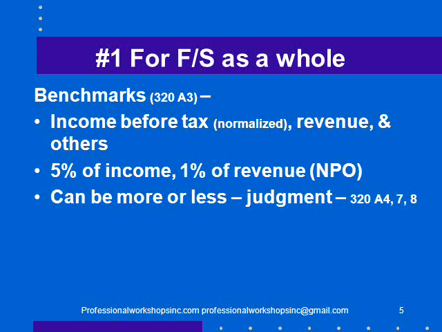Materiality for the financial statements as a whole, planning materiality. There are a number of benchmarks that auditors use: income before tax, sometimes normalized, revenue, and there are others. Benchmarks that auditors will often use: 5% of income before tax, 1% of revenue for a not-for-profit, for instance. And the auditor can use more or less than that based on judgment. So the auditor might use 10% of income before tax or 2% of revenues or less.